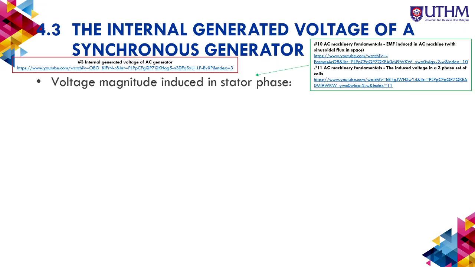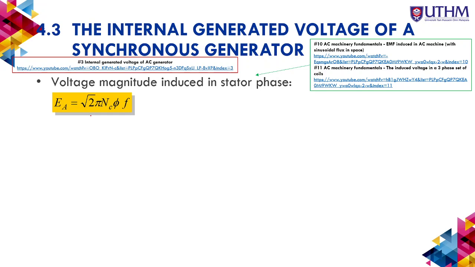So this is a magnetic. We come to the new subtopic, which is the internal generated voltage of a synchronous generator. You have seen before the EA in the induction motor. It's quite similar. However, in order to come to this point, we must learn the fundamentals of how we get this equation. This is the voltage magnitude induced in the stator phase. However, where does this equation come from?